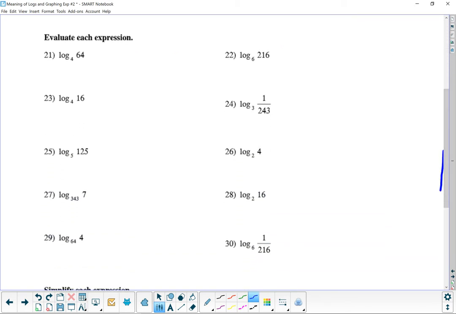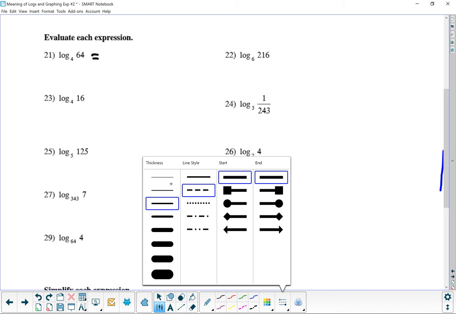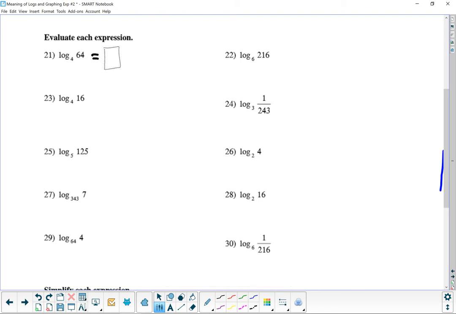Okay, the rest of these, we're going to go ahead and evaluate these expressions, right? So for example, we want to know, what is this log base 4 of 64 equal to? What is that equal to, right? You can put an X, or you can put a little blank, or you can put a little box. Actually, let's put a little empty box, right? So what is that equal to, right?